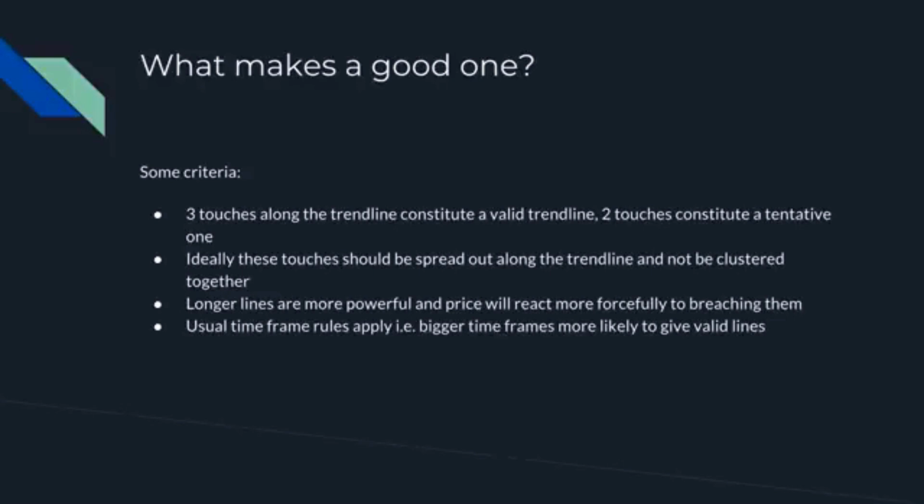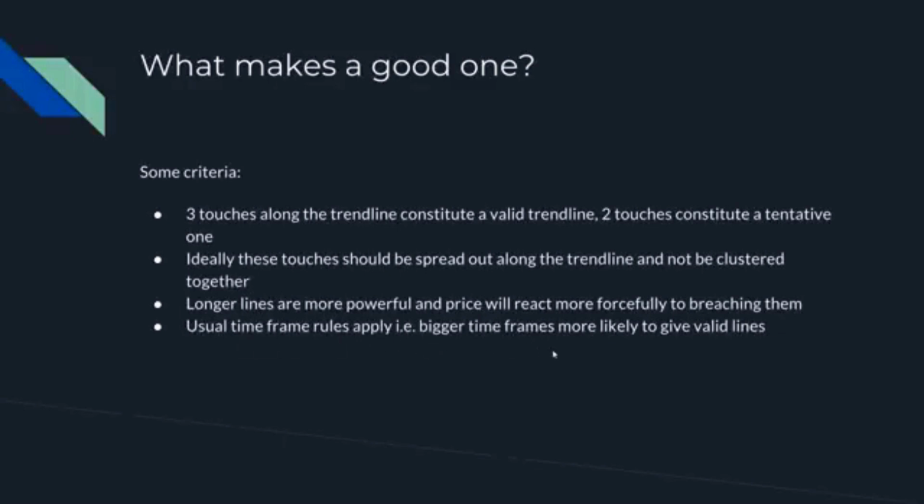Longer lines are more powerful, and as it says here, price will react more violently or forcefully to breaching them. So, if you have a long trend line support and we break down from it, the move down will be a lot bigger than if we had just like a small support that price has been building over 1 or 2 days, which we then broke down from.